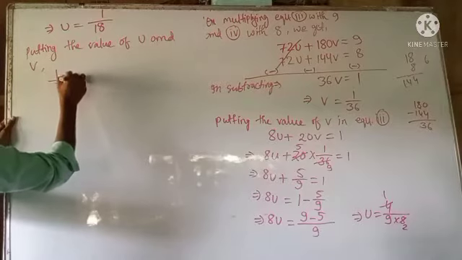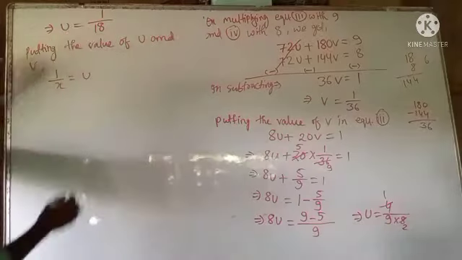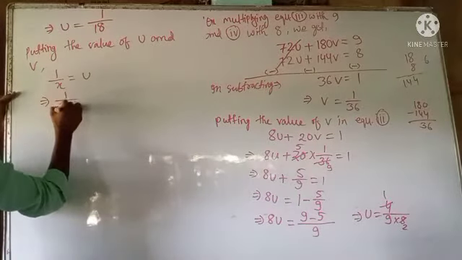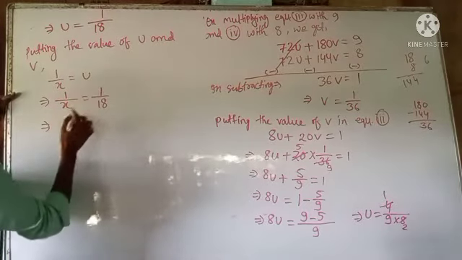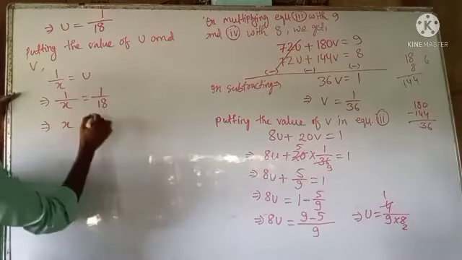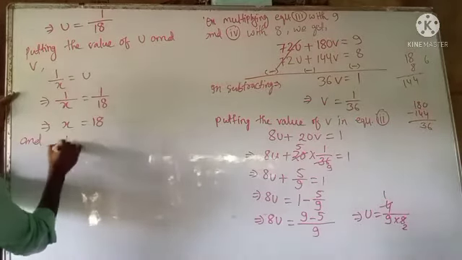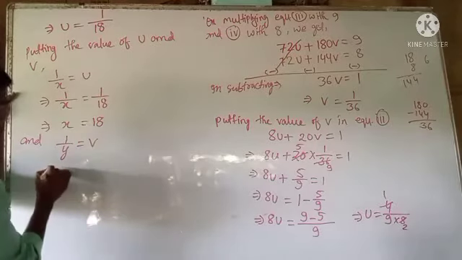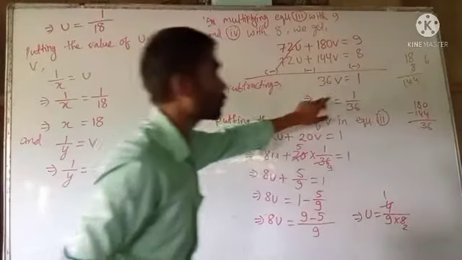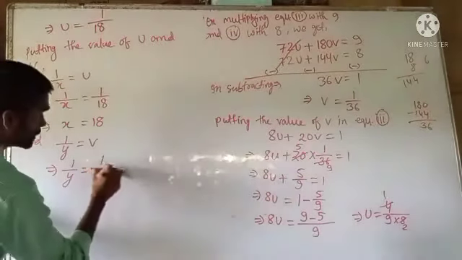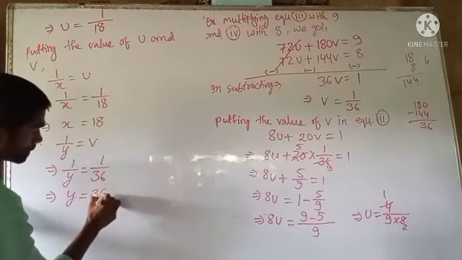1 by x is equal to u, we took. So 1 by x is equal to u, we got here it is 1 by 18. Then 1 by x is equal to 1 by 18. So we'll cross multiply here. x into 1 will get here x, and 18 into 1 will get here 18. In the same way, we'll place for 1 by y is equal to v. We got the value of v, that is 1 by 36. So 1 by 36, then we'll get here y is equal to 36.